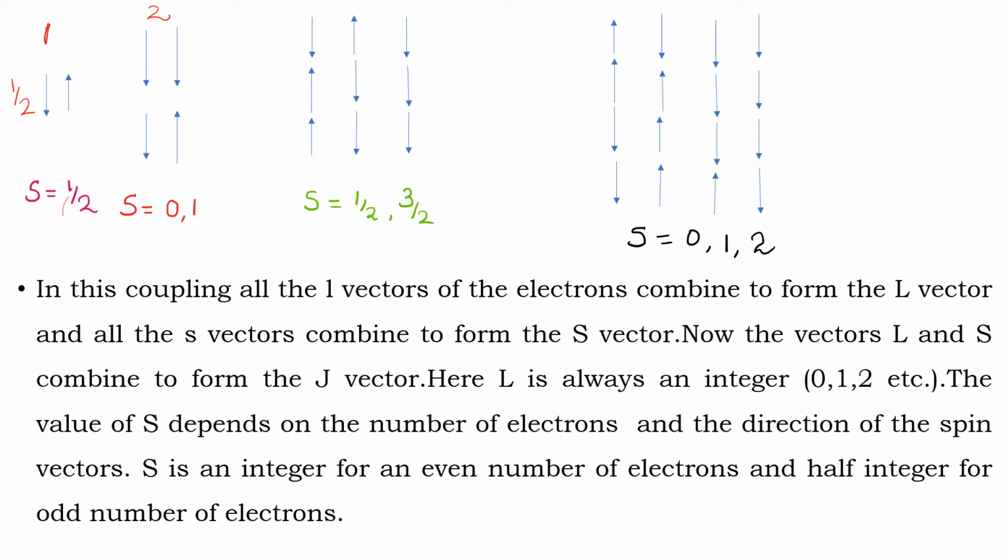These 2 electrons can be oriented either in the same direction, or one electron in the upward direction and the other electron in the downward direction. When both electrons are oriented in the same direction, the resultant spin vector value is 1. When one electron is in the upward direction and one in the downward direction, the resultant spin is half minus half, that is 0. That is, in the case of 2 electrons, the value of the spin will be either 0 or 1.